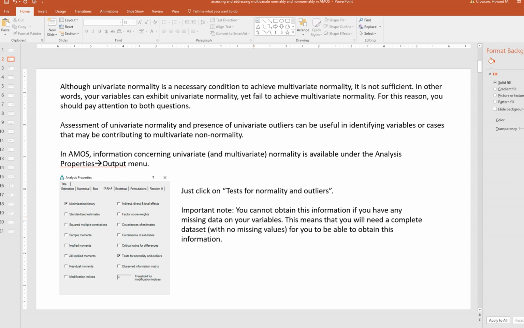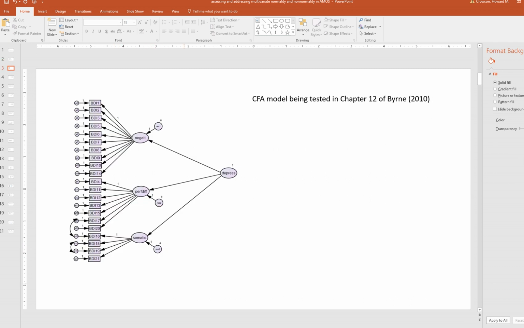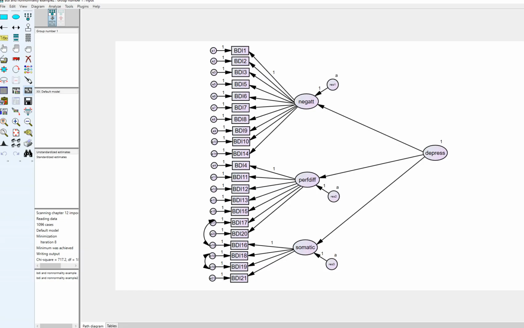So AMOS allows you to assess univariate normality and also multivariate normality in a couple of ways. You'll see in this slide right here, I've gone under analysis properties and I've asked for tests for normality and outliers. And here's our model, and I will just go through and run the analysis.